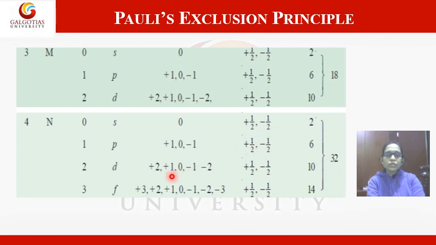The d orbitals are dxy, dyz, dzx, dx square minus y square and dz square. If we consider the last one, where the magnetic quantum number is -2, it also has 2 electrons, one having plus half spin and another having minus half spin. So what you observe here is that the spin quantum number varies for the 2 electrons in a single orbital. Similarly, you can also see this for the f orbital.